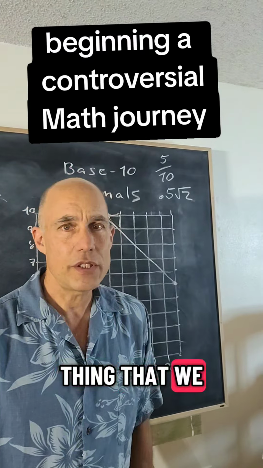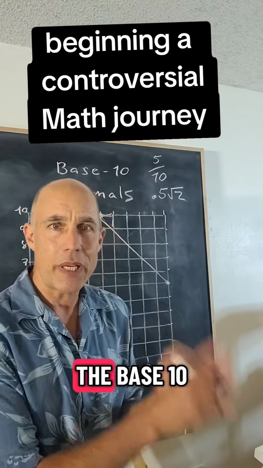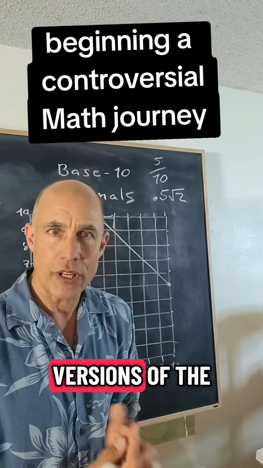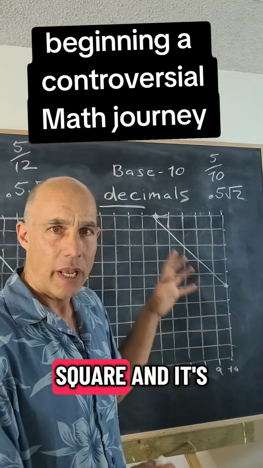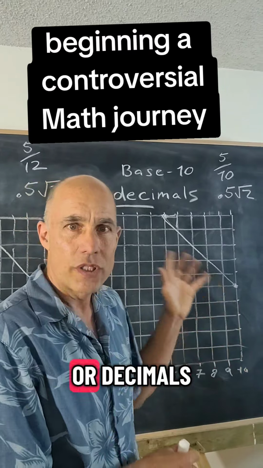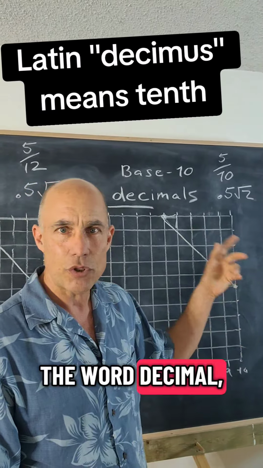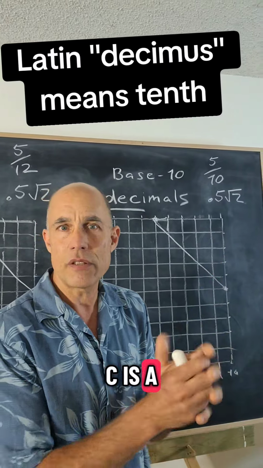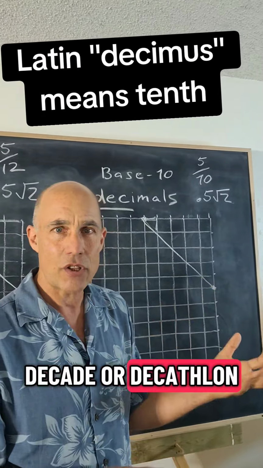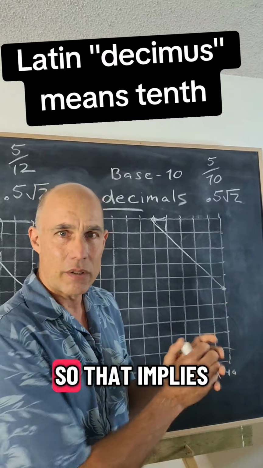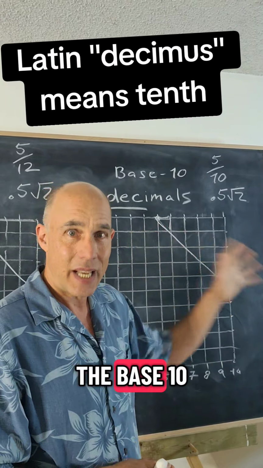All right, so the first thing that we need to do to understand the Dozenal version of pi is to understand the difference between the base 10 and base 12 versions of the Cartesian plane. So on the board behind me here, I have a 1 by 1 square, and it's divided into tenths or decimals. So we have decimal places, and just for your own interest, the word decimal, DEC, is a derivative of dividing into tenths. So we have words like a decade or a decathlon, got that DEC in there, so that implies dividing into tenths. So we have decimal places, and we're on the base 10 Cartesian plane.